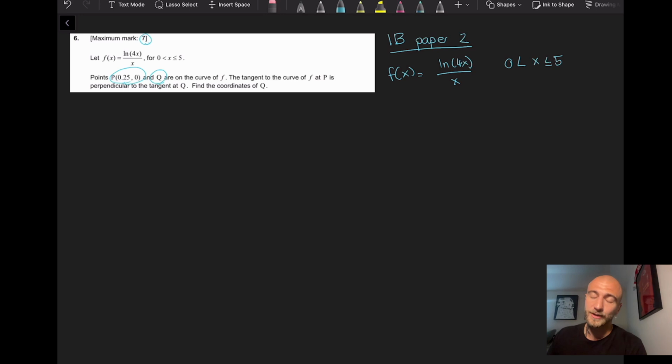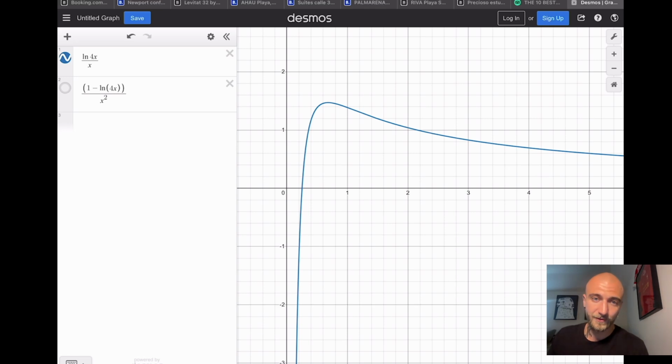First thing we're going to do is graph this just so we have a visual representation of what we're dealing with. Okay, let's check it out. Here's what the graph of this function looks like. ln of 4x over x.